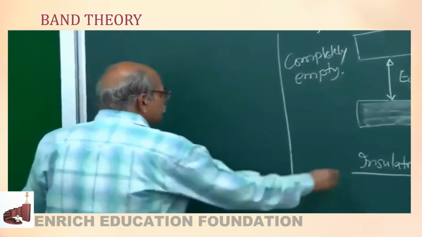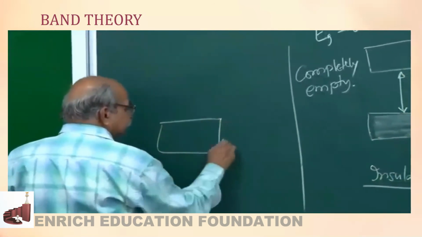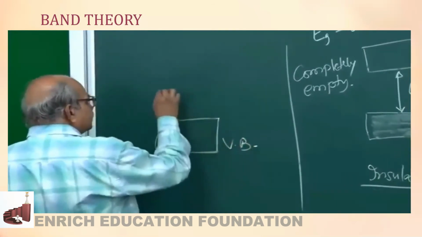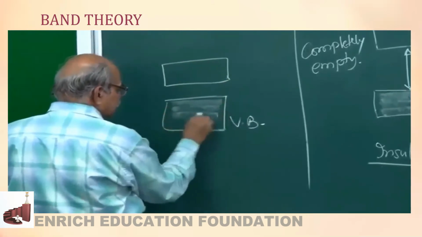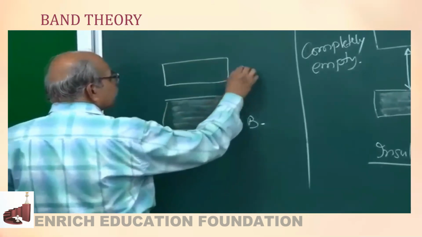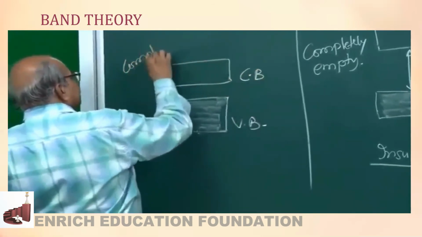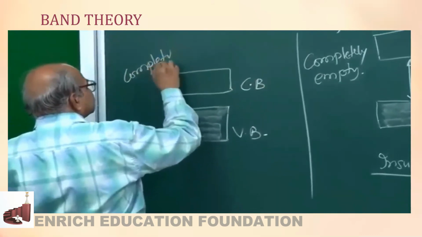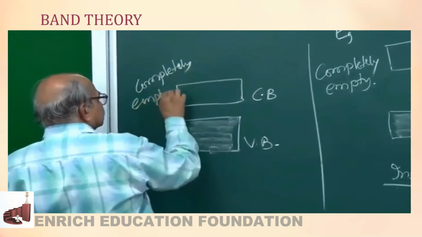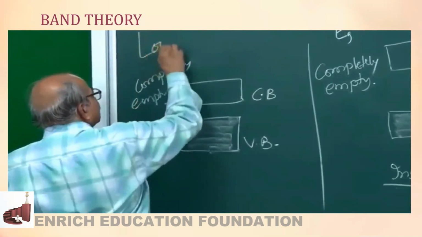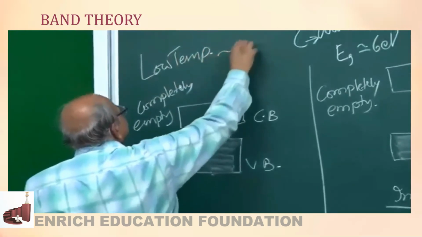And then the third class is you have similar structure. You have this valence band, and then you have this conduction band. And once again, valence band by definition it is completely filled, but this conduction band is again completely empty at 0 K. I am talking of low temperatures, 0 K.